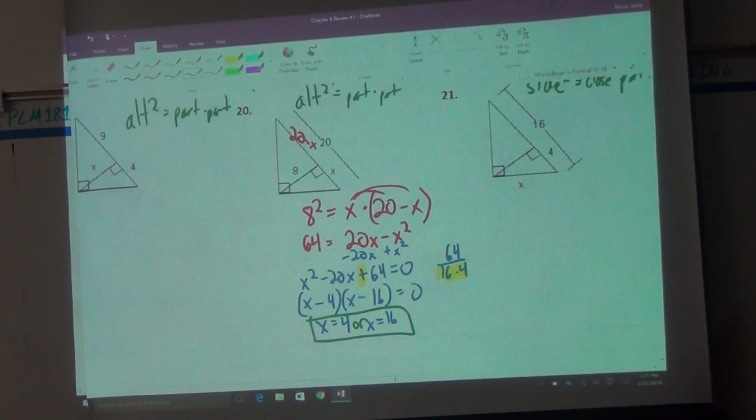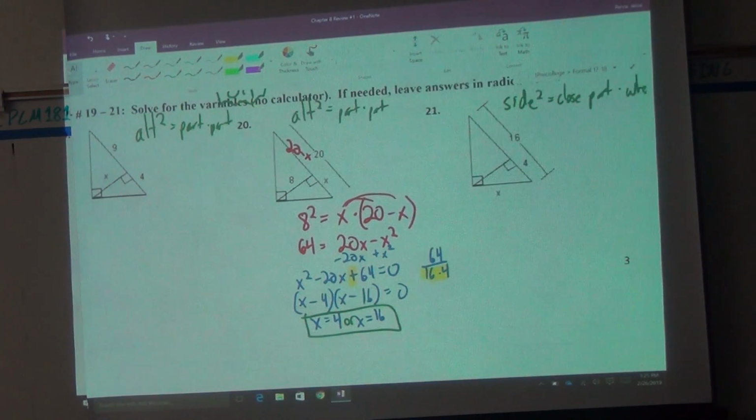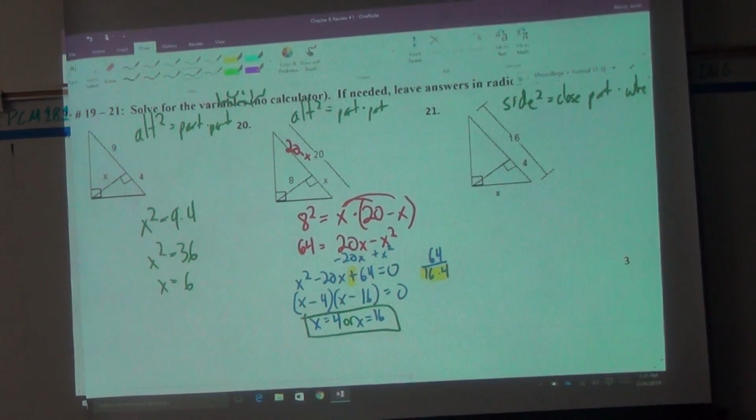Nicely done. Would you like to start number 19 or 21? 19. 19, too bad, I'm going to do it for you. X squared equals 9 times 4. 9 times 4 is 36, and x is then 6. Remember, this one was different because we're talking about altitude. Oh, I'm sorry, it's the same. It's talking about altitude here as being part of the hypotenuse times the other part of the hypotenuse.